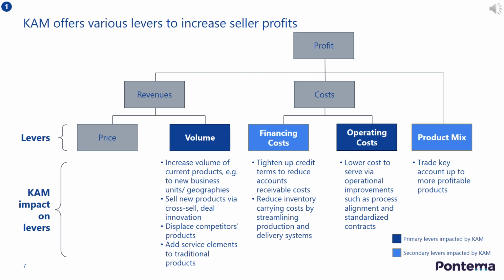This slide shows how key account management can pull various commercial levers to increase seller profits. For example, from higher volumes of existing products and cross-selling new products to lowering the overall costs to serve a customer via operational improvements. In addition, a tightening up of credit terms and trading up key accounts to more profitable products all work to increase seller margins.